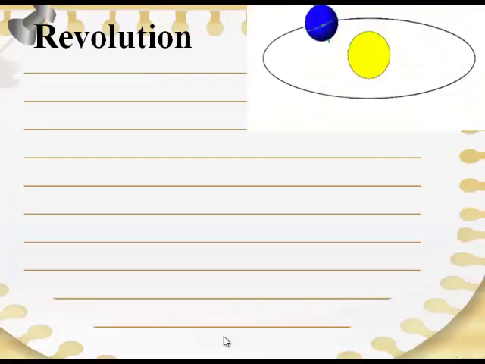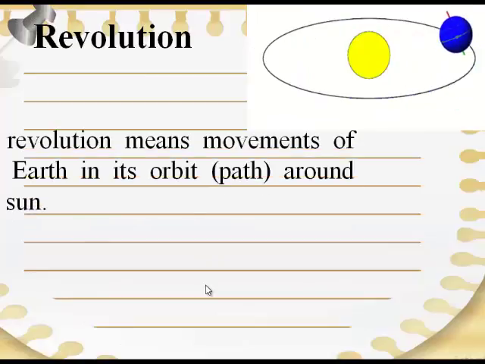Revolution. So now here I'll explain you what is meant by revolution by using this diagram. Revolution means movement of the earth in its orbit. Orbit here means the path around the sun. So can you see here, this is the sun in the middle, and the earth is moving around the sun on its own path. This is orbit, and earth has its own orbit to move around the sun.